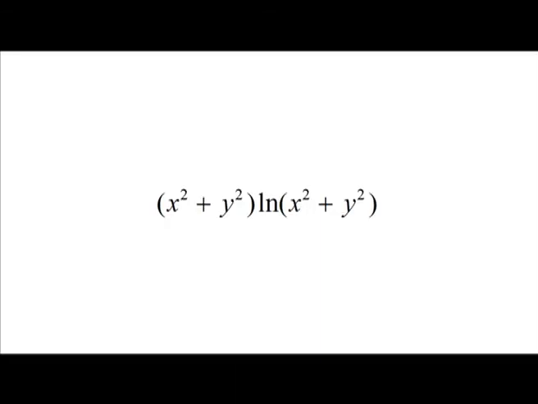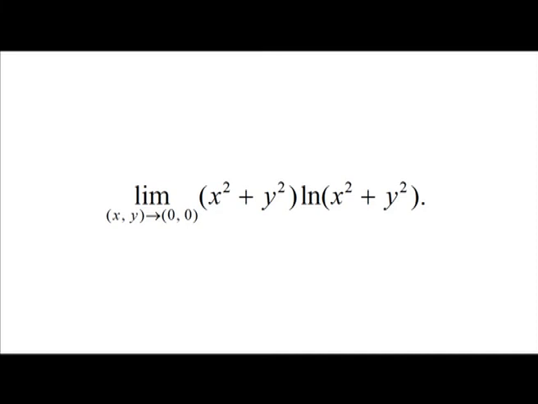Let us examine whether the function (x²+y²) ln(x²+y²) is continuous at (0, 0). We also find the limit as (x, y) approaches (0, 0) of (x²+y²) ln(x²+y²). The given function is not defined at (0, 0). However, the limit at that point exists as the following discussion shows.